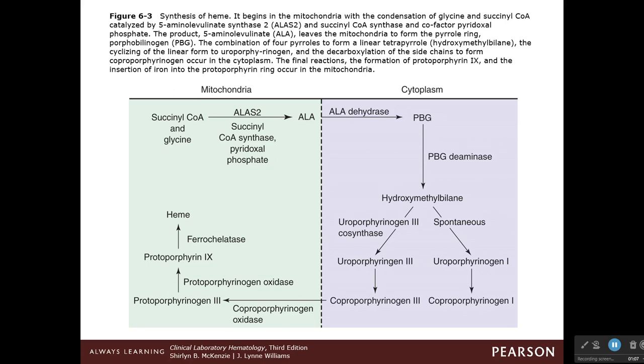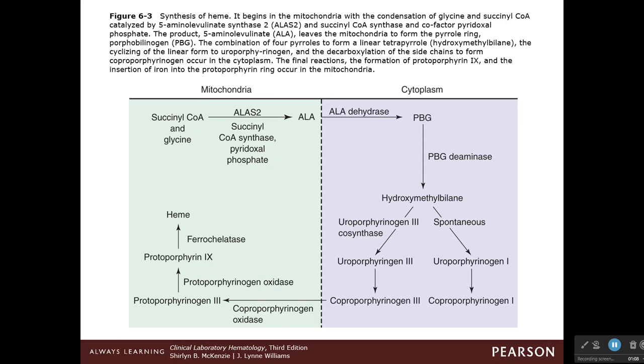So succinyl-CoA plus glycine, okay, with ALAS2, which is the synthase enzyme, forms ALA, which is that 5-aminolevulinic acid. Okay, so then once this is formed, we go to the cytoplasm with the help of another enzyme to get it across from the mitochondria into the cytoplasm. Okay, then we get to the porphyrinogen down here through some more enzymatic reactions.